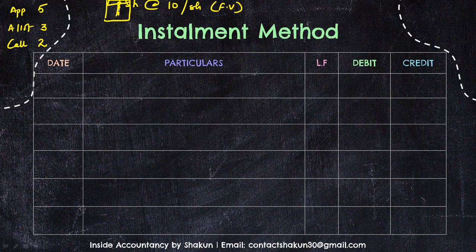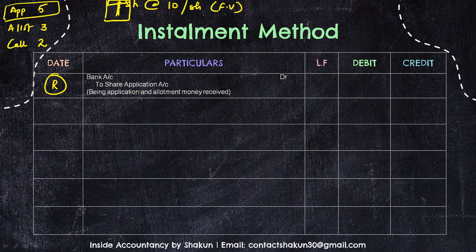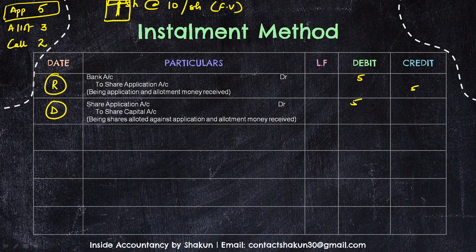So first we have to pass two entries for application. First we receive the application, so we are passing the entry for receiving here. Bank to share application, 5 rupees we are receiving, since I've just taken an example of one share. Then we make it due. That means we transfer it to the share capital account again by rupees 5. So share application, one share into 5 rupees on application. So first receive, then due.